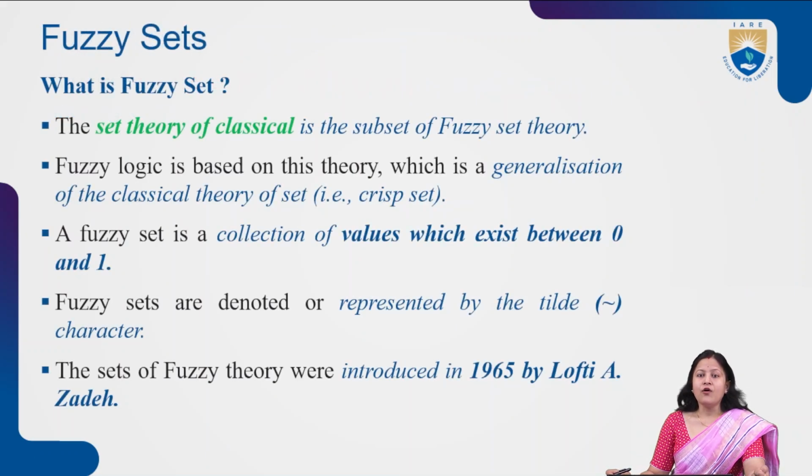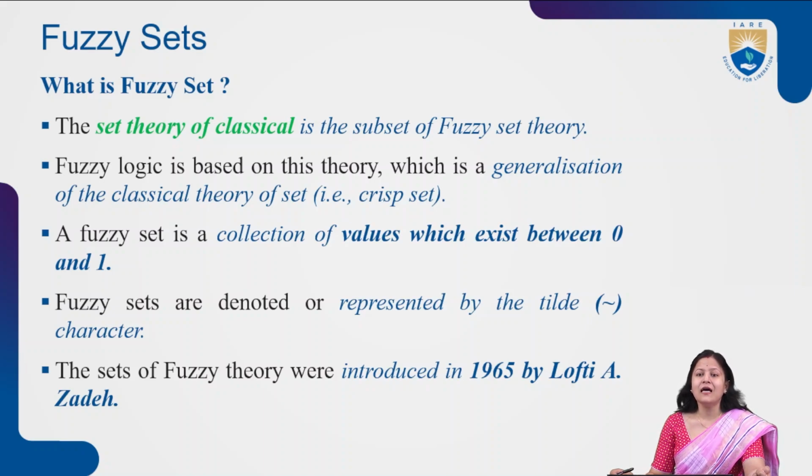The classical set theory is a subset of the fuzzy set theory. That is what I have discussed in my previous video: the crisp set theory, which is nothing but the normal or standard set theory, is a subset of the fuzzy set theory. So fuzzy logic is based on a theory which is a generalization of the classical set theory, I mean the crisp set.